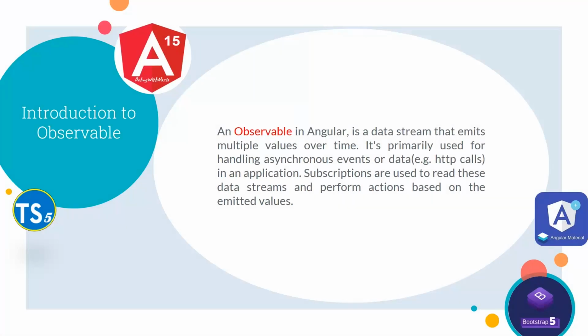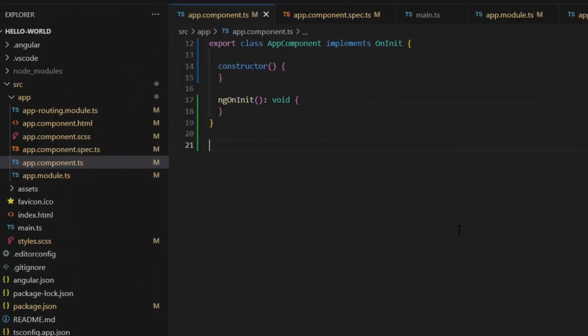Now if we talk about observables, an observable in Angular is a data stream that emits multiple values over time. It's primarily used for handling asynchronous events or data in an application. Subscriptions are used to read these data streams and perform actions based on the emitted values. Now let's implement the HTTP client and observables.